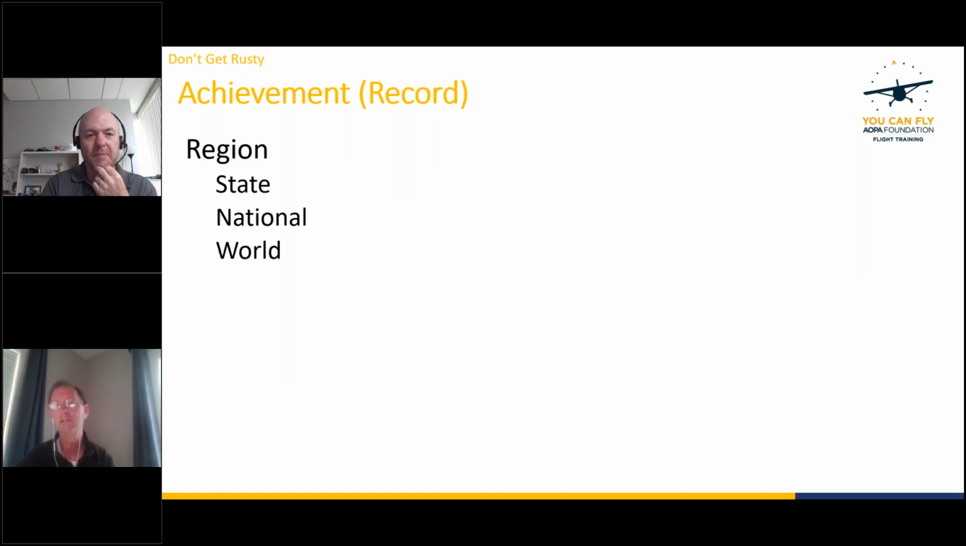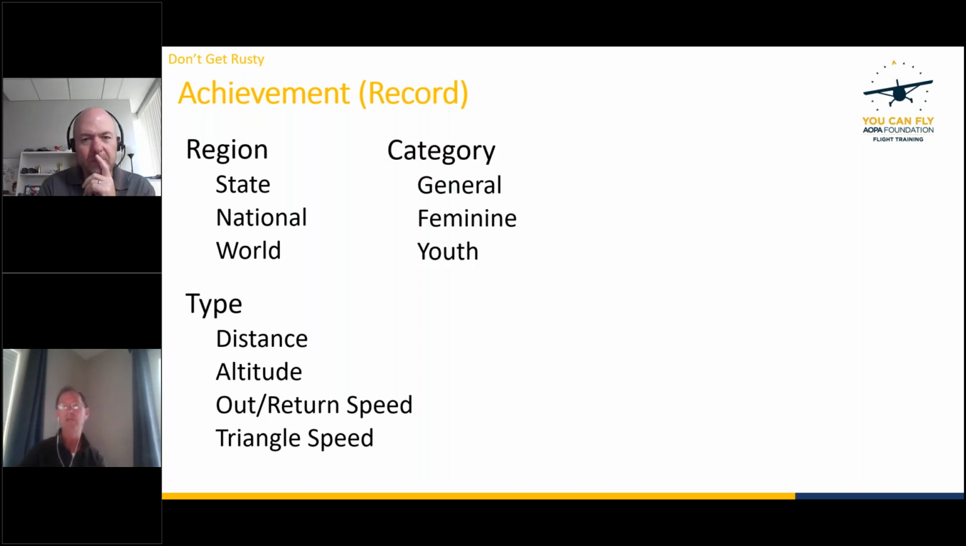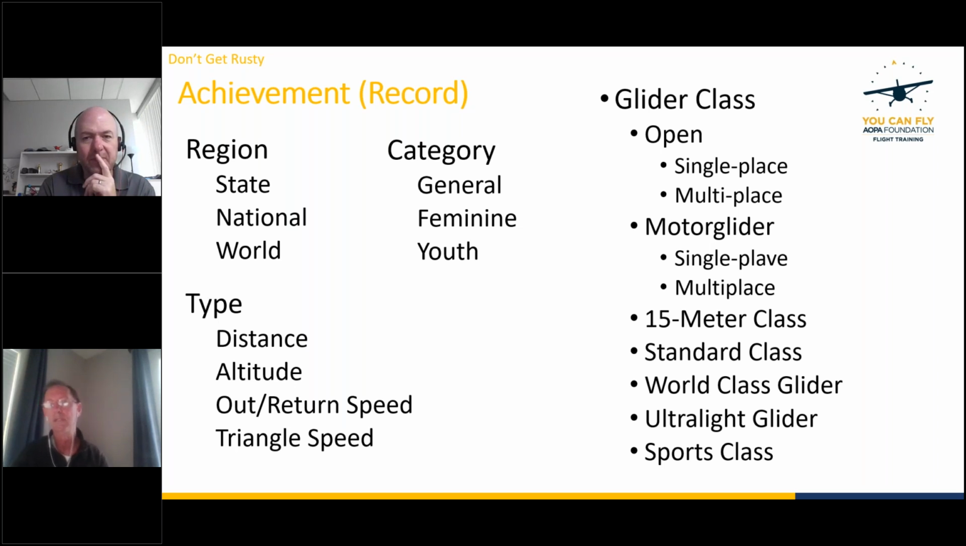There's also any number of records available for you to set at the state, national, and world record. The types of records might be distance flown, altitude gained, the speed over a particular course. The records can be set in various categories and can also be set in any one of these glider classes. In fact, I did the math here for 50 states, 153 nations in the world, and then 4 types of records in 3 different categories in 7 or 8 different kinds of gliders. If you were a young female, you have the potential to hold more than 21,000 individual records in a glider. So, there's a goal for you.